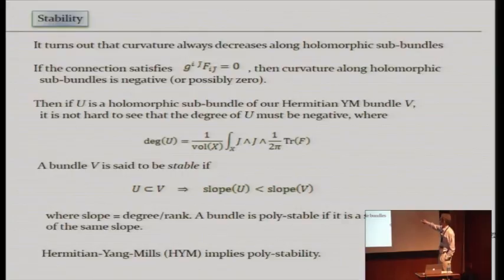The cohomology class of trace F is the first Chern class, and because I'm matching with J, which is closed, if I change this by an exact form, it doesn't depend on that. So in this expression, trace of F depends only on its cohomology class, and that cohomology class is the first Chern class, which is a topological quantity. Okay, so over here we have a topological quantity, and we've very briefly argued that if you use a subbundle U of V, and V satisfies the Hermitian-Yang-Mills equations, then the degree of U must be negative, or possibly 0.